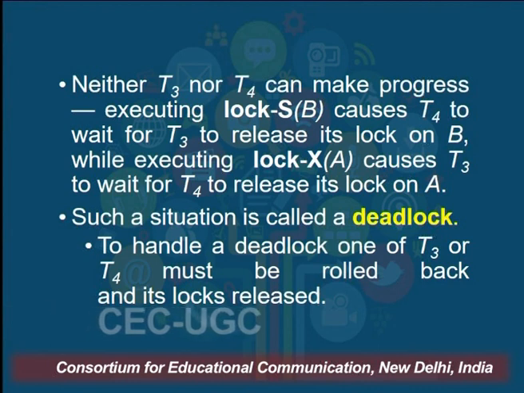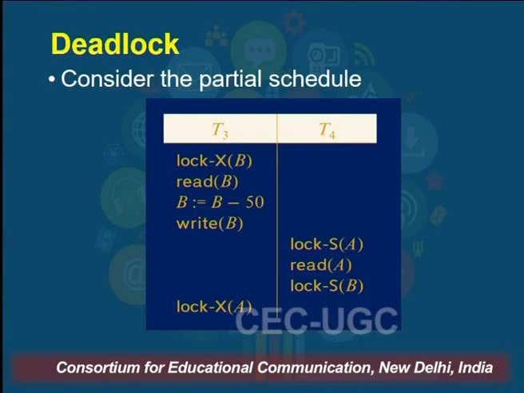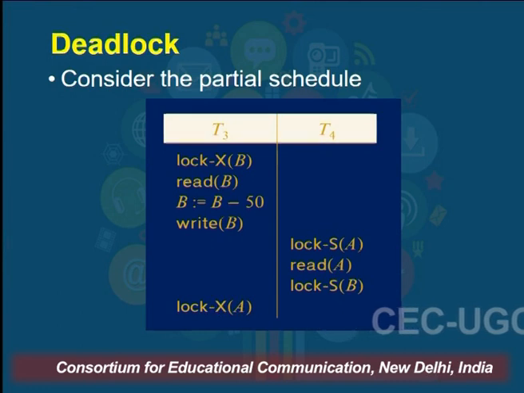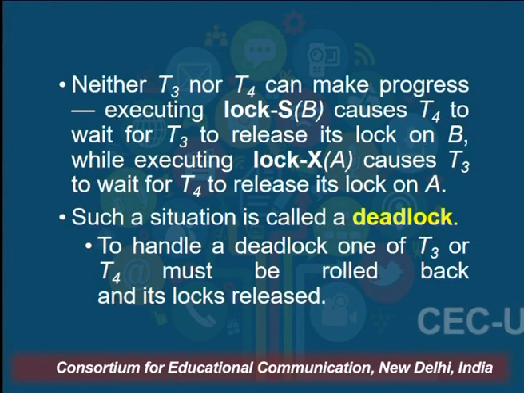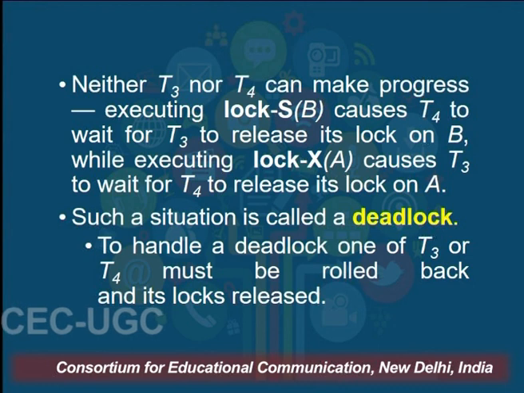Now both of the transactions are not able to proceed, and in order to handle such a deadlock situation, which is given on the screen, if you can introspect it once again, one of the transactions, either T3 or T4, must be rolled back and its locks should be released so that the other one can proceed. Now which one is going to release the locks and which one is going to proceed is another kind of policy decision which will be taken by the system itself.